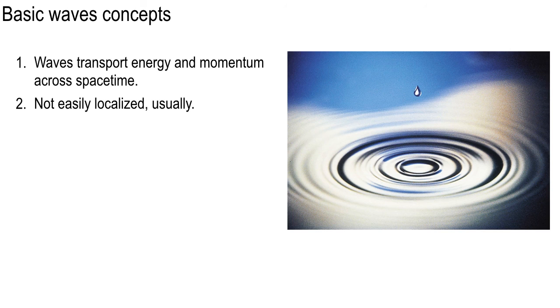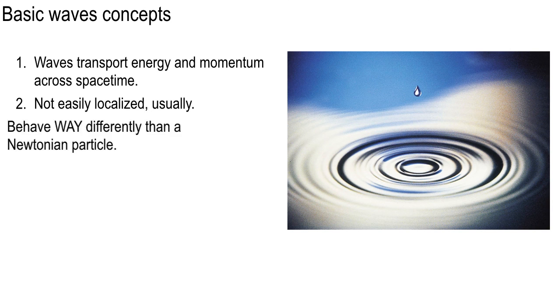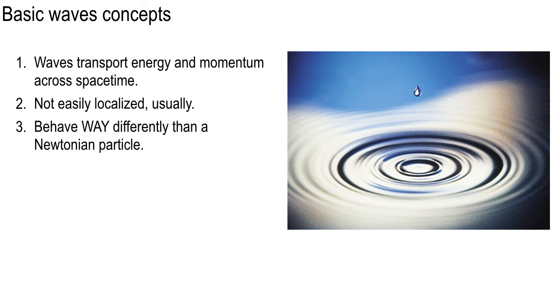You can't say the wave is right there and it's not there. It's very tough to say where does one wave start and another one begin. And waves behave way differently than a Newtonian particle. By Newtonian particle, think of a baseball, parabola on the way to the outfield, 1/2 g t squared, all that stuff. Sir Isaac Newton put a lock on that. We've got it squared away. Waves do way different things.